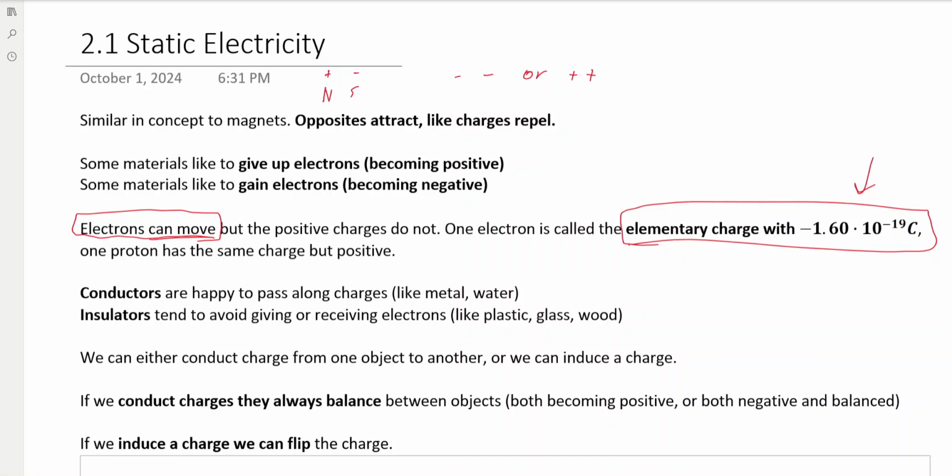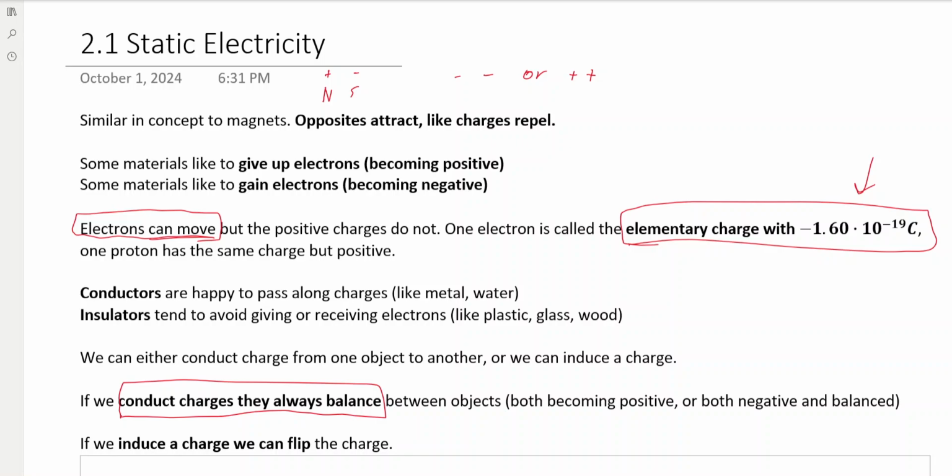Conduction is simple. It's like you would with temperature. If you touch two objects together, they will start to exchange. So in terms of temperature, they would exchange heat energy, and they would balance between the two in terms of heat energy. For charges, if you touch them, they also balance, but they're going to balance charges. So conduction always balances the charges between the objects.